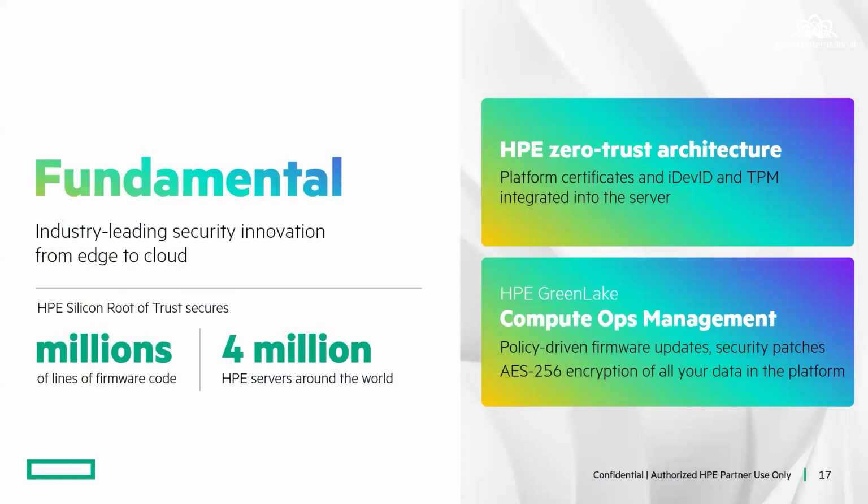Okay, next, fundamental. So from the start, we actually have the silicon root of trust. We have millions of lines of firmware code as well. We have 4 million servers deployed around the world. And for Gen 11 particularly, we have this thing called zero trust, with the platform certified IDevID and the TPM integrated within the server. Moving forward, Gen 12, Gen 13, all these servers will have this architecture in place. And together with the COMS I mentioned earlier, the policy-driven firmware updates, together with the AES 256 encryption, that's how secure our server is from day one when we build it from our factory.